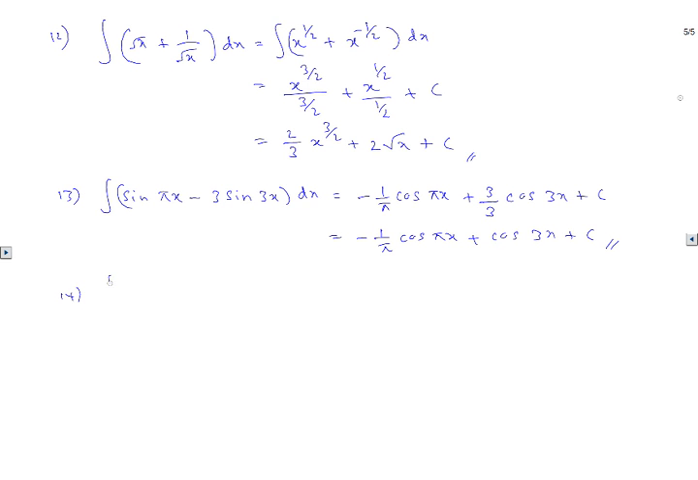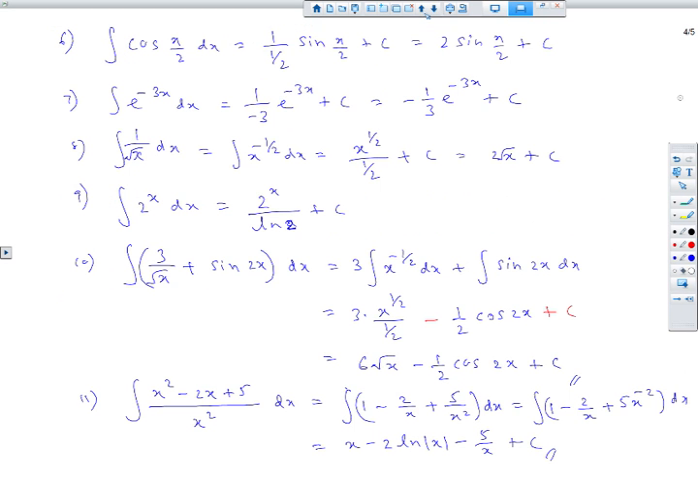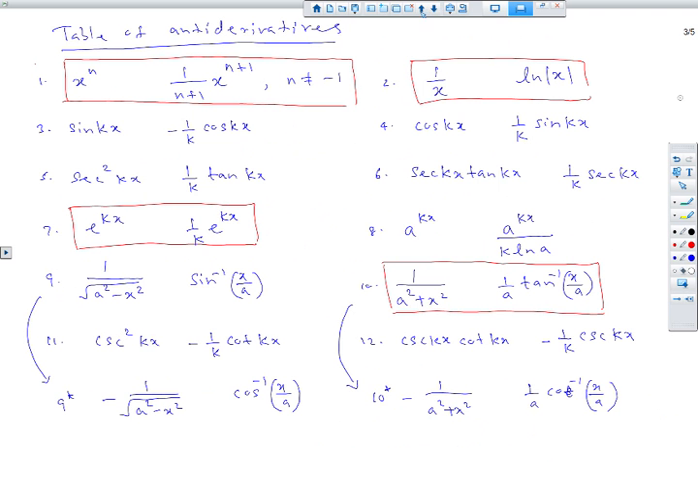How about this one? 4 secant 3x tan 3x dx. How about this? Can you recall anything? You can probably go back and look at the table that we have. Do you see anything in the table? Yeah, you can see number 6.